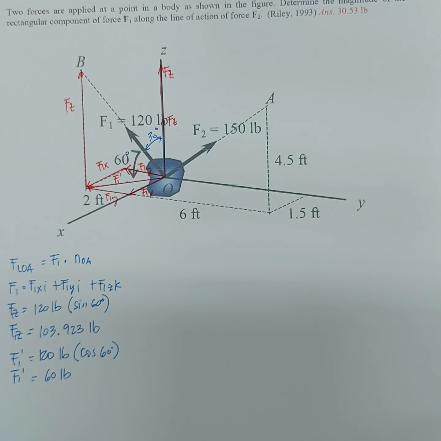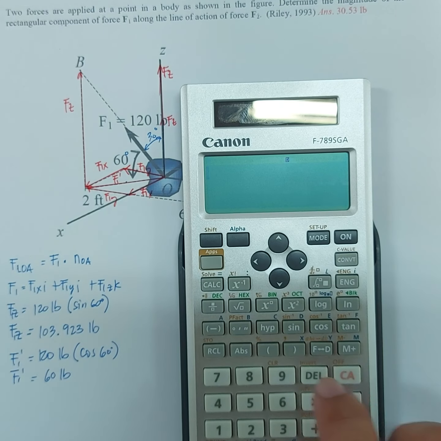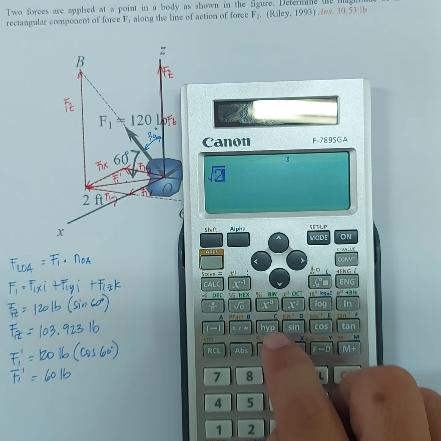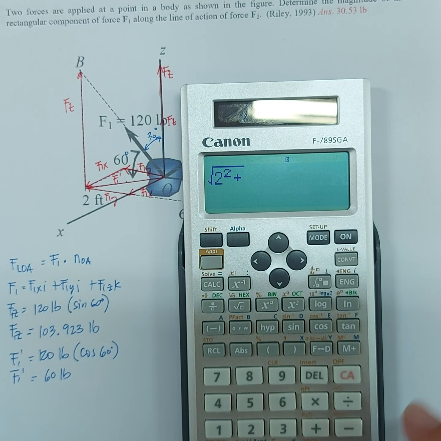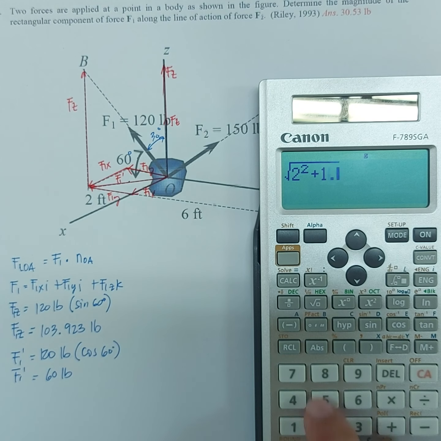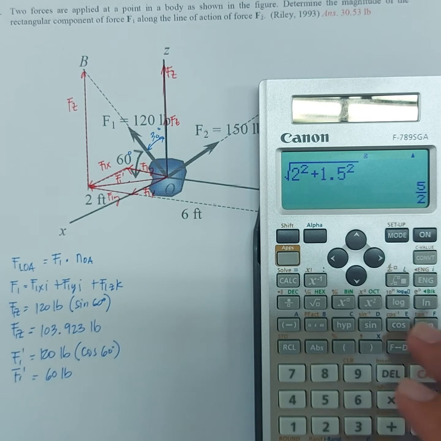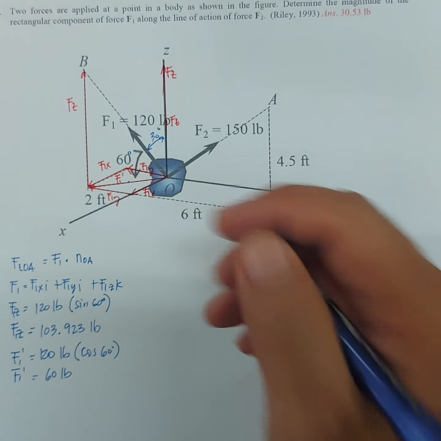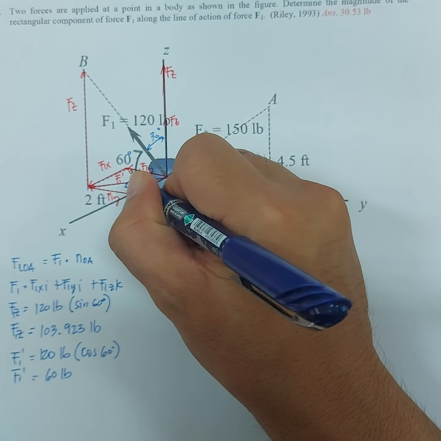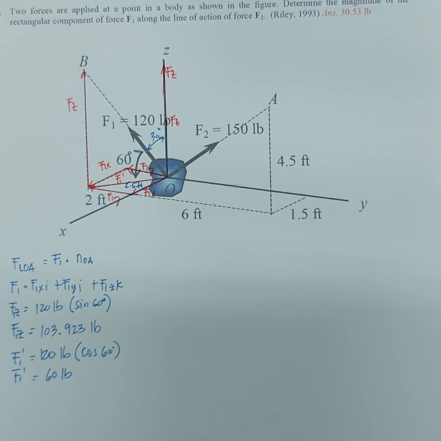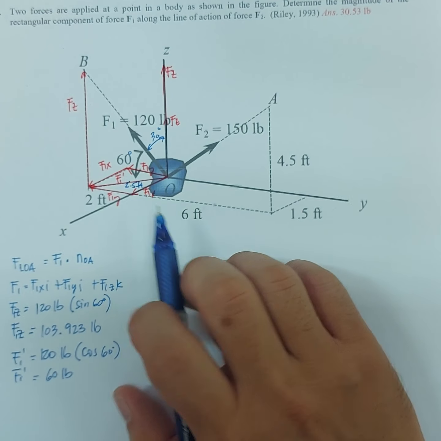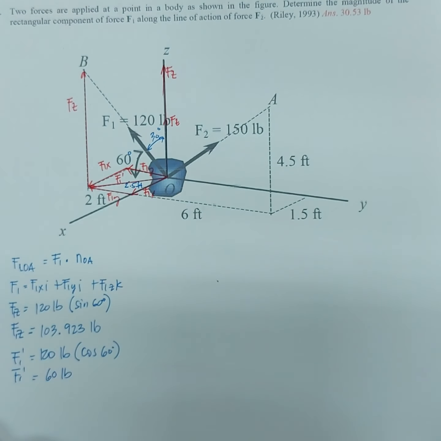Calculator natin. So we have square root of 2 squared plus 1.5 squared. So that is 2.5 yung length ng diagonal natin. So this is 2.5 feet yung length ng diagonal. Okay? So if we want to solve for F1x, then by ratio and proportion, or we can also use the slope ng diagonal natin.